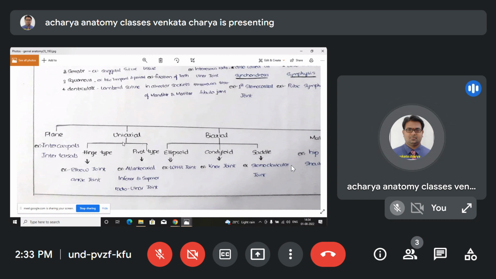So there are plane joints. Uniaxial means there is a joint, and in the joint only one axis passes. So that type we call uniaxial. Uniaxial is nothing but the elbow joint. Elbow joint is uniaxial. See here, we do this movement. Here we don't do the adduction and abduction movement.